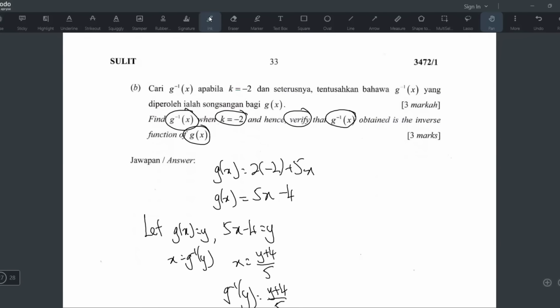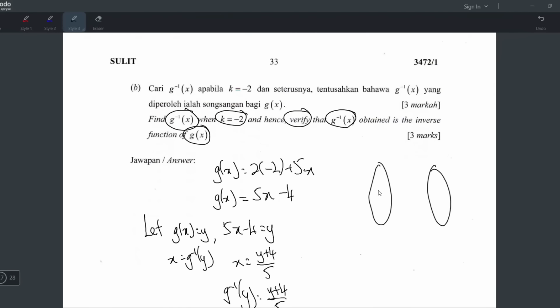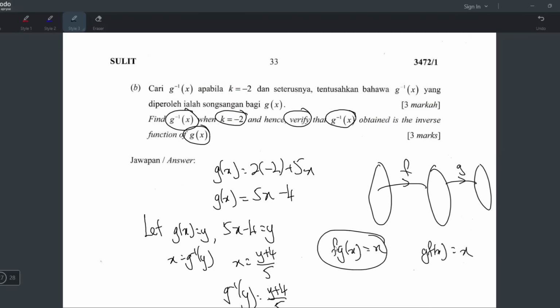Okay, let me explain. So, when you have one function like that, let's call this f, and let's put another one, let's say it's g, right? Now imagine you find f g(x), you find g f(x), and let's say both you get x. What's the meaning? Imagine if you do f g(x), you get x. It means that g(x) is actually f inverse, because you start from x. x is the object. Okay, imagine it's g f(x) is x.